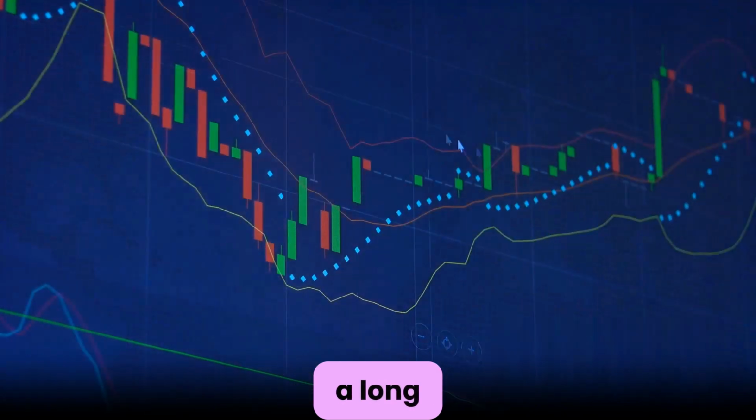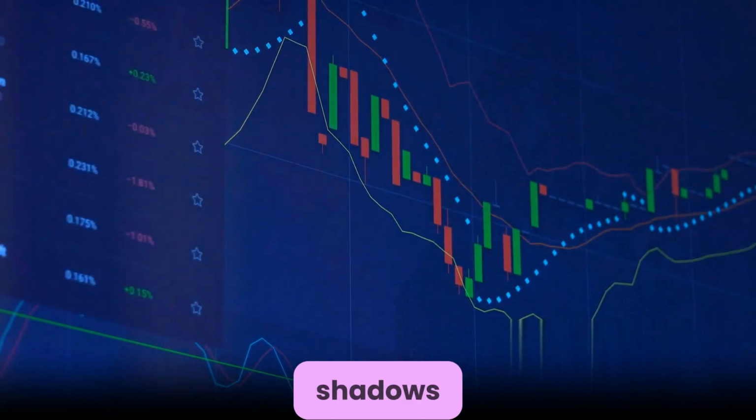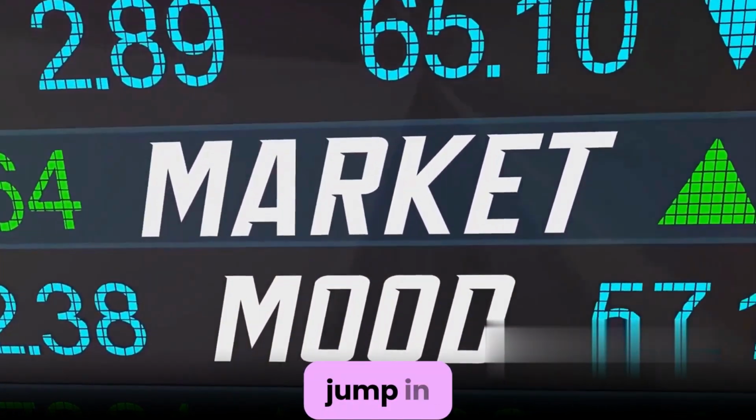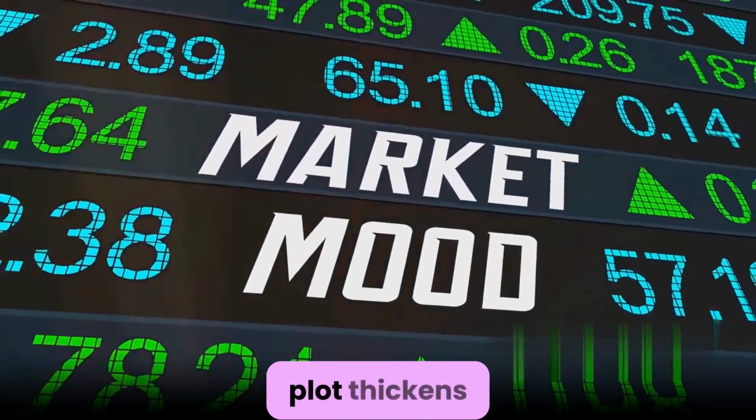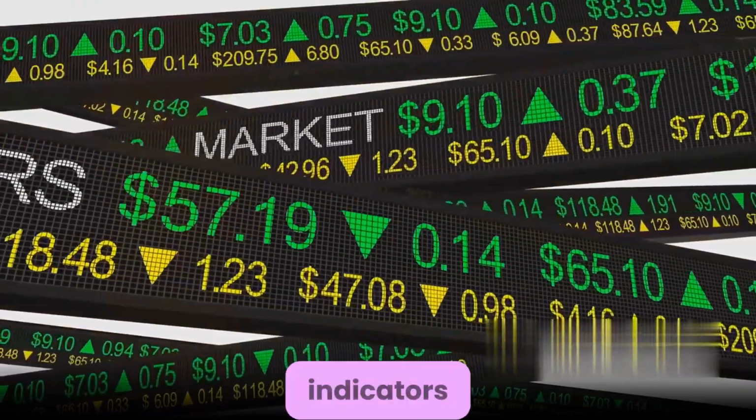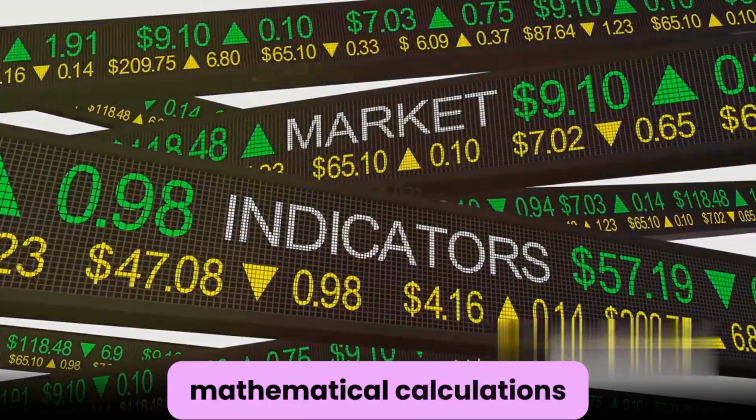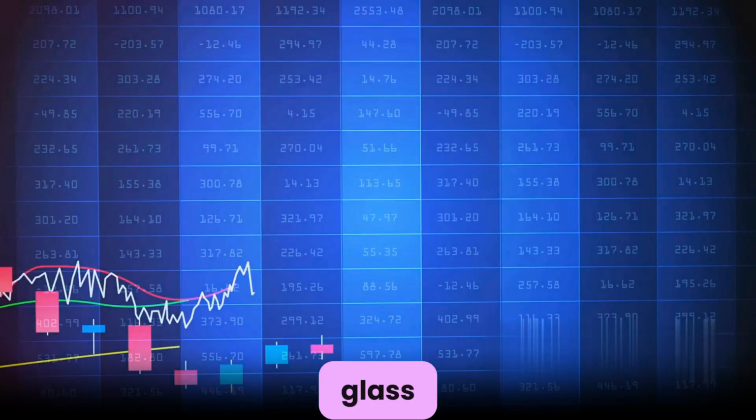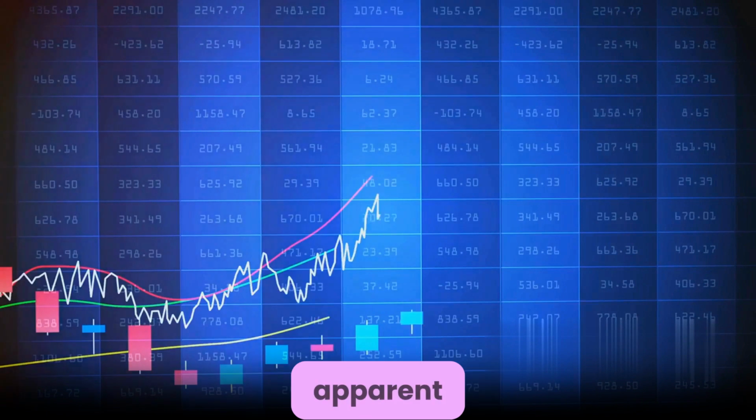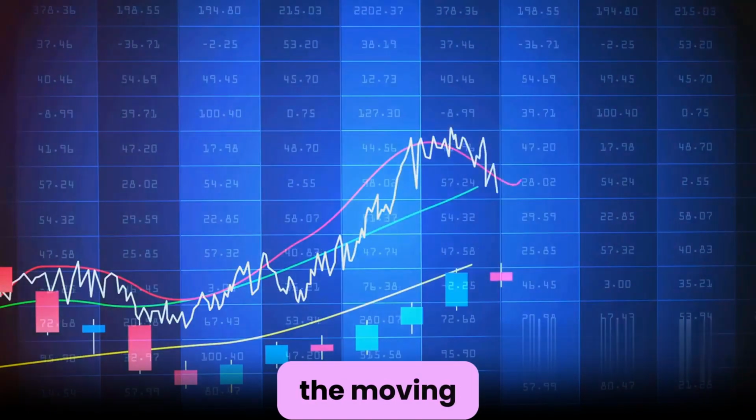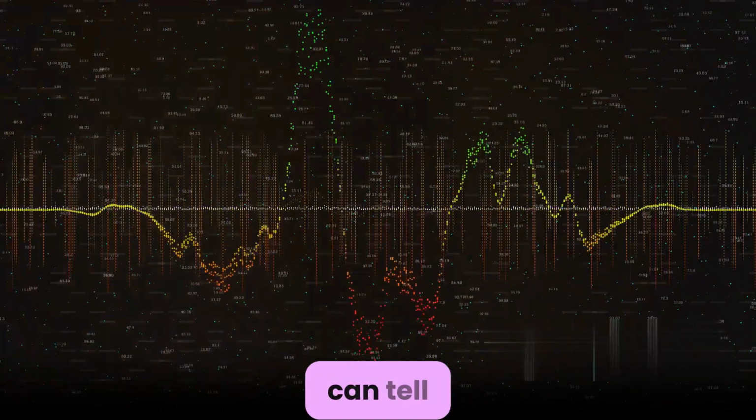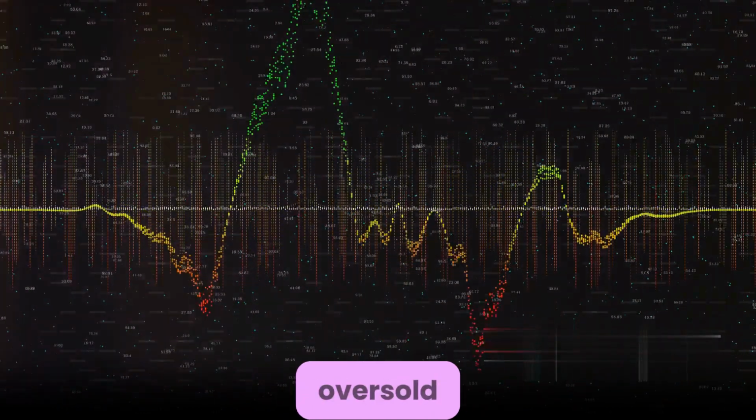For instance, a long-bodied candlestick with short or no shadows suggests a strong direction in the market. This could be your clue to jump in and ride the wave, but the plot thickens. We also have technical indicators, mathematical calculations based on a security's price and volume. They're like your magnifying glass, helping you see things not immediately apparent. For instance, the moving average can help you identify a trend, while the relative strength index can tell you if a security is overbought or oversold.